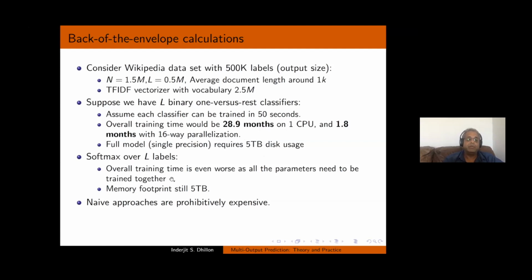a modern deep learning approach and try to train these multi-class classifiers using a simple softmax over the L labels, where L would be 500,000, then the overall training time would actually be much worse, could be worse than given above. And the memory footprint is still quite expensive. So you do this back of the envelope calculation and you realize that naive approaches are really prohibitively expensive, especially because we want to be able to scale to label sizes which are in the millions, maybe even tens of millions, maybe even hundreds of millions.